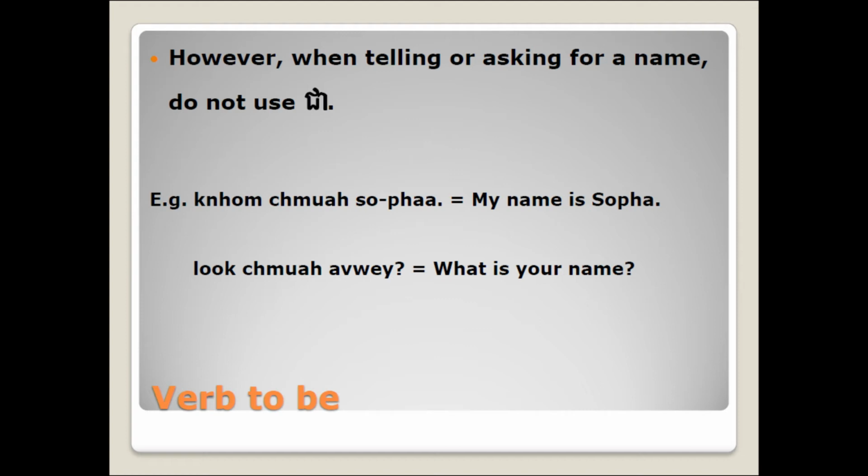The second example, លោកឈ្មោះអ្វី. Literally, you name what? Lok is a polite form when speaking to a man. Away means what? So you just say Lok chmuh away without using chia in the sentence.